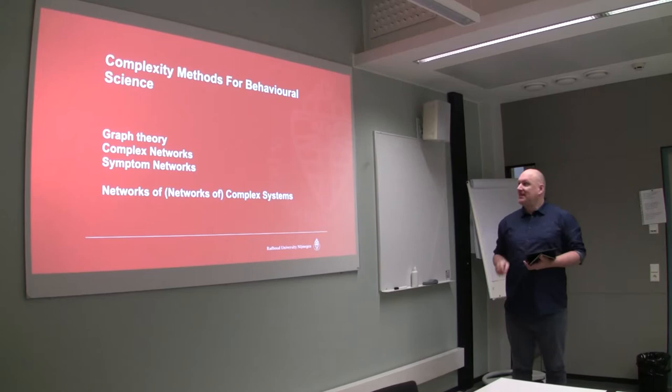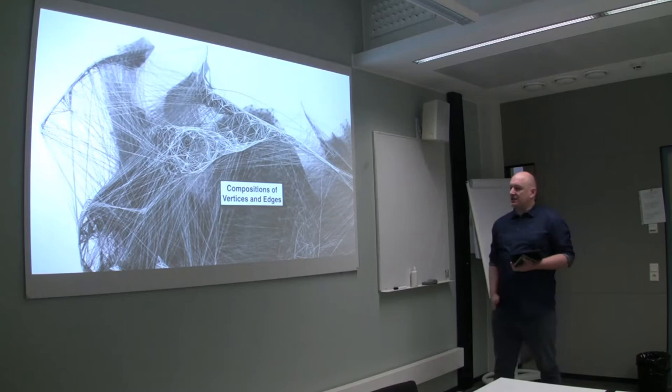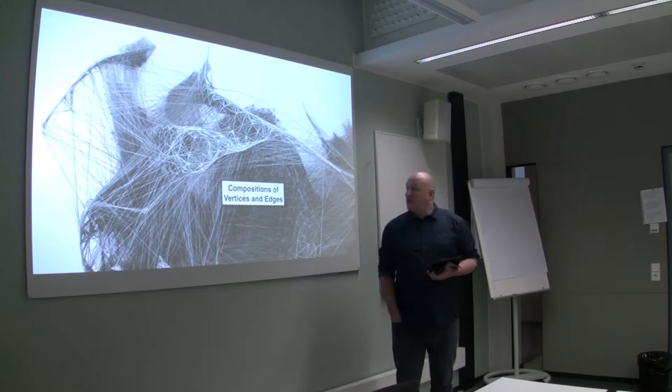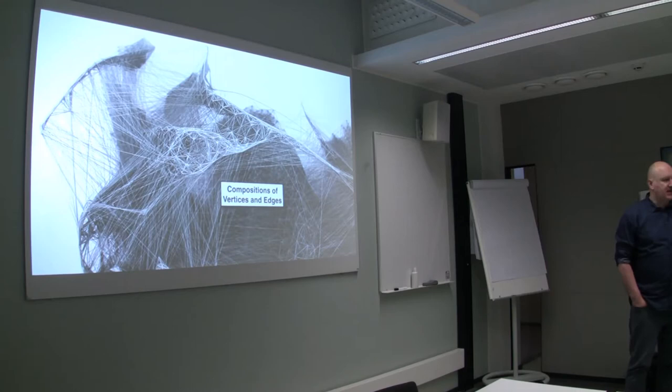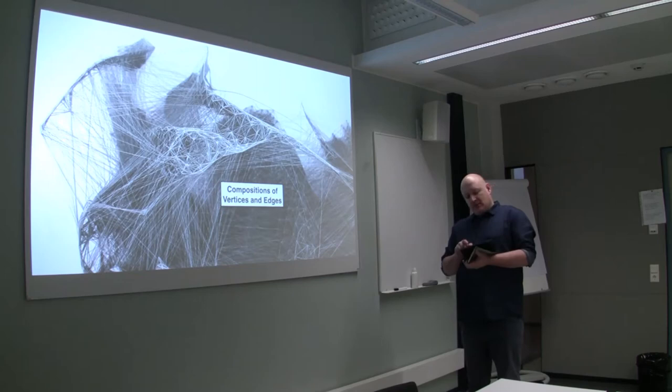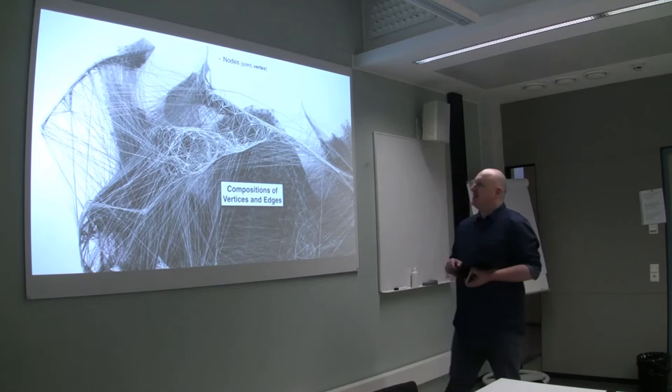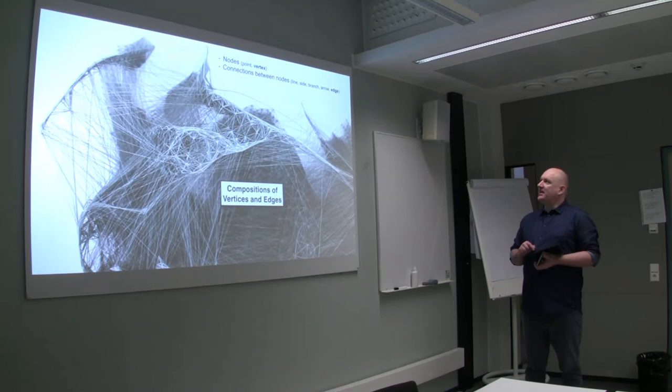Graph theory is a formal system basically that can be used to talk about compositions of vertices and edges. A lot of people get confused about this, but a vertex is actually a node, and an edge is a connection between nodes. So I will just call them nodes, which is also easier to pronounce. Sometimes also called a point. The connections between the nodes are the edges, or the lines, or the sides, or the branches, or the arrows.